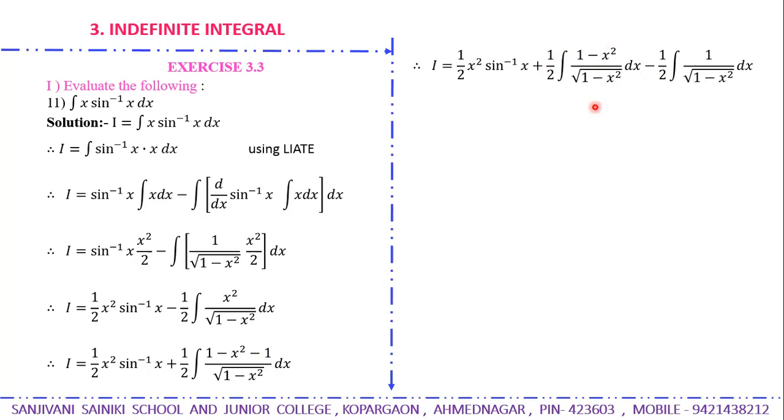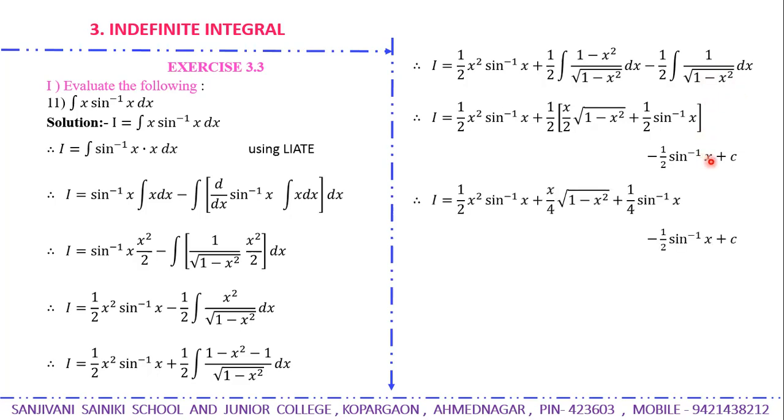After division here you will get root 1 minus x square and its integral is root a square minus x square. Its integral is given by x by 2 root a square minus x square plus a square by 2 sine inverse of x by a plus c. So here I will get the integral of x by 2 root 1 minus x square plus 1 upon 2 sine inverse of x, minus 1 upon 2. The integral of this 1 upon root 1 minus x square is sine inverse of x plus c.